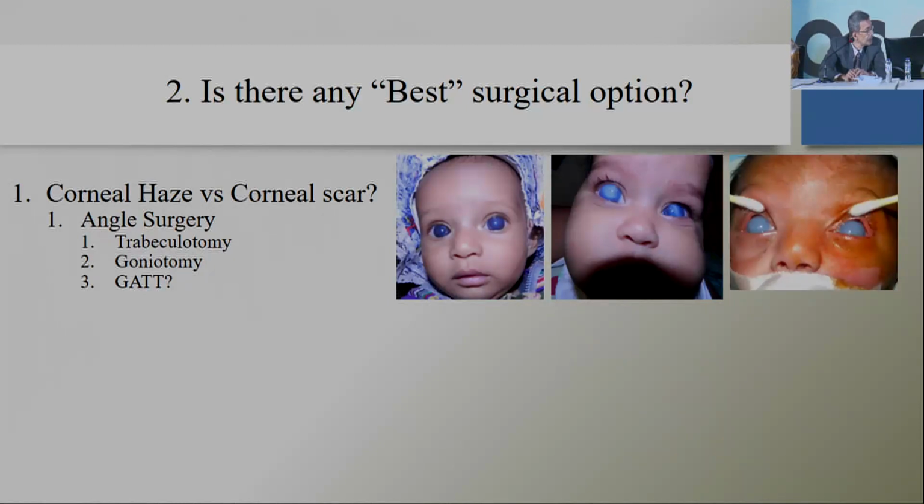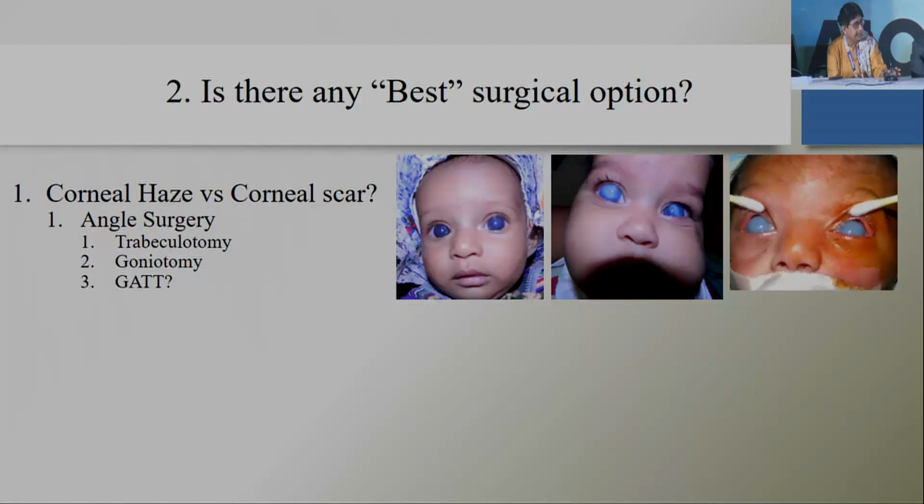Dr. Shanta, if we can see the angle by gonioscopy, then I don't think there's any question about the other two, that we have to do a CTT. But if you can see the angle and the patient is presenting after the age of 1 month and before the age of 2 years, I think you definitely can try a goniotomy. Okay. And goniotomy versus GAT?